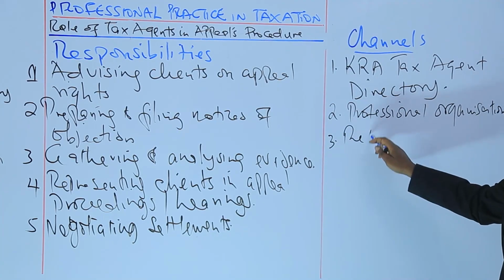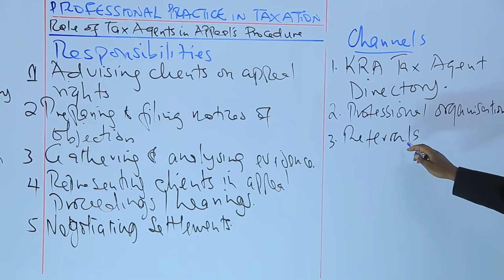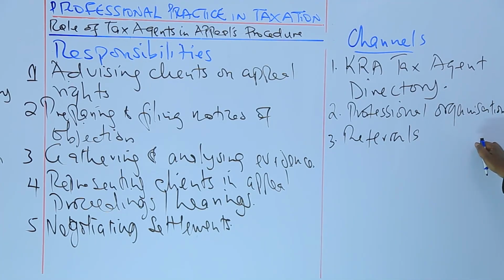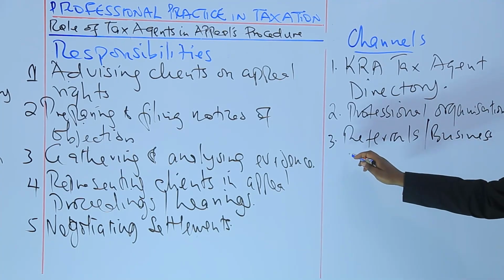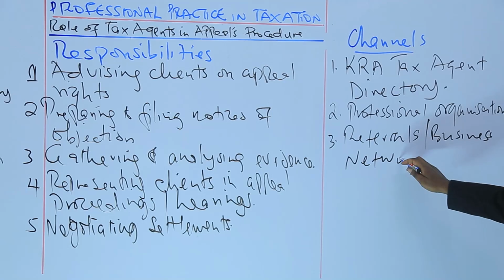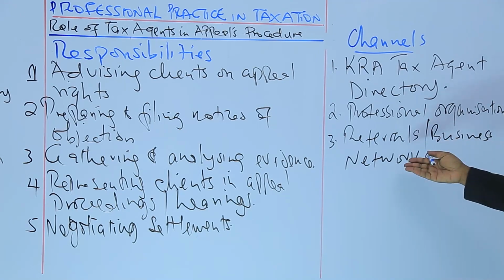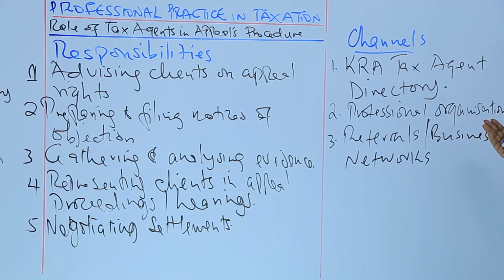3, referrals. You can get to know tax agents through referrals, through business networks. Referrals, business networks, and so on. Taxpayers can seek recommendations from colleagues, from business associates, from professional advisors, and so on.